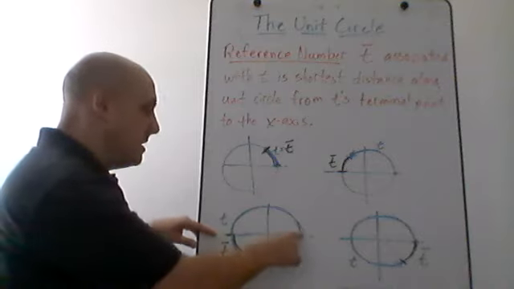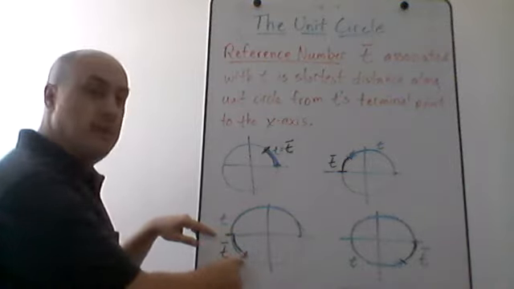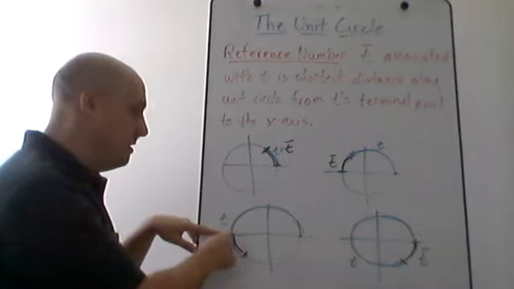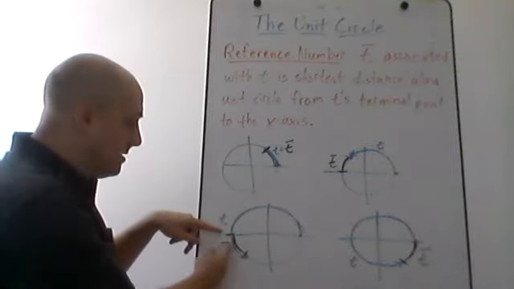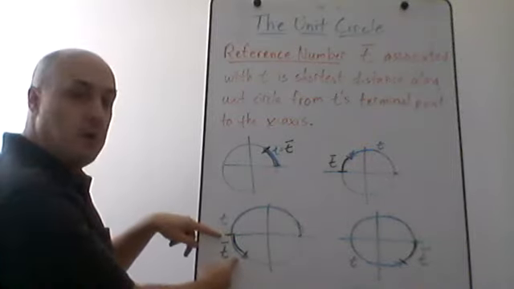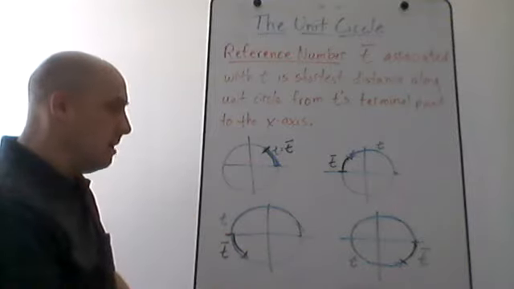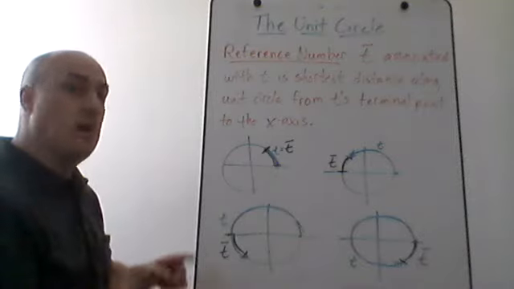So here, t takes us all the way around the circle, more than halfway around the circle, into quadrant 3. To get back to the x-axis, I just need to go back this little distance here. That's the shortest way to the x-axis. That's my t bar, that little black part of the circumference of the circle right there. So again, the t bar, the reference number, is always the shortest distance along the unit circle.